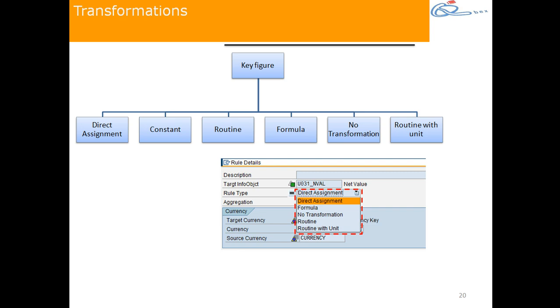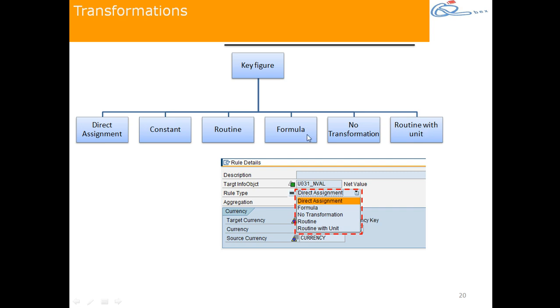Now next, for key figures, we have something called direct assignment. Again, direct mapping, constant, routine, formula. Instead of initial value, you will have something called no transformation. It means you are not mapping anything. If you are not mapping anything, for a key figure it takes 0. For a characteristic it takes null. And we have routine and routine with unit.